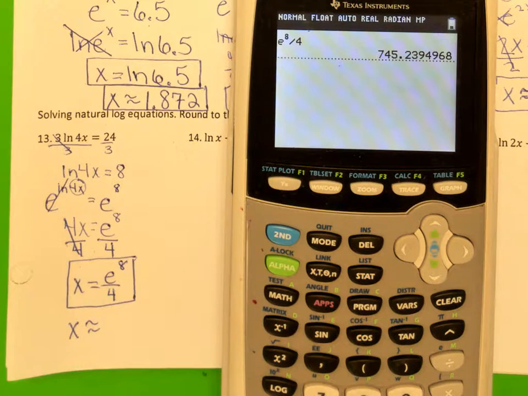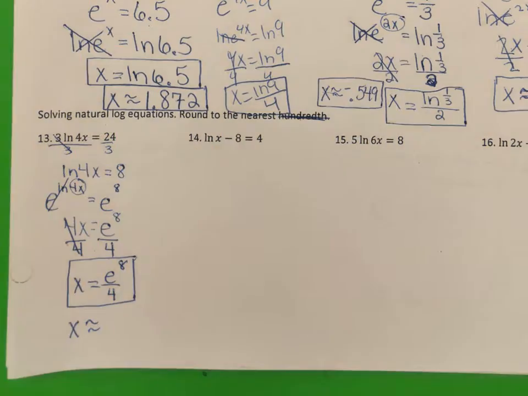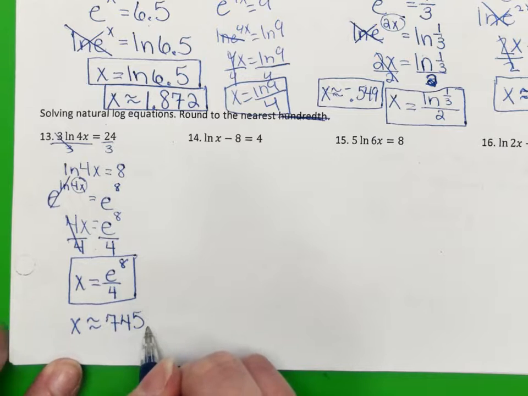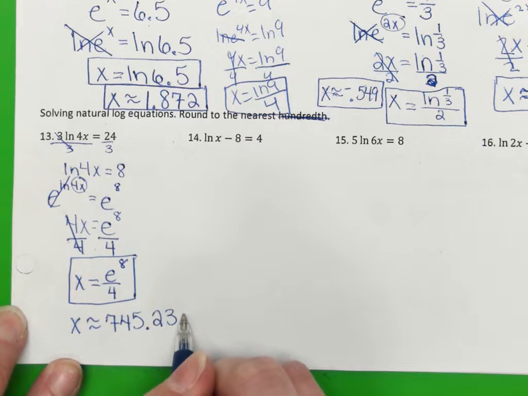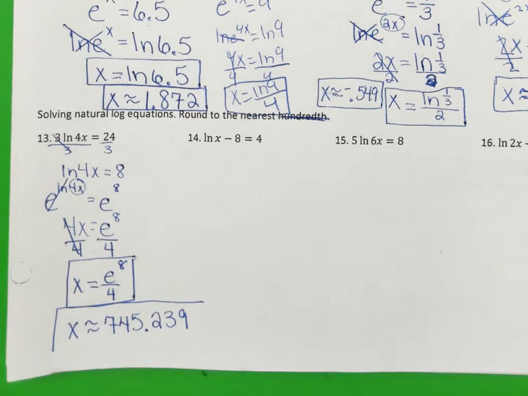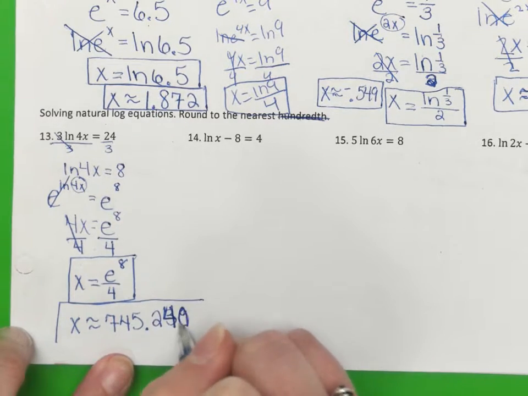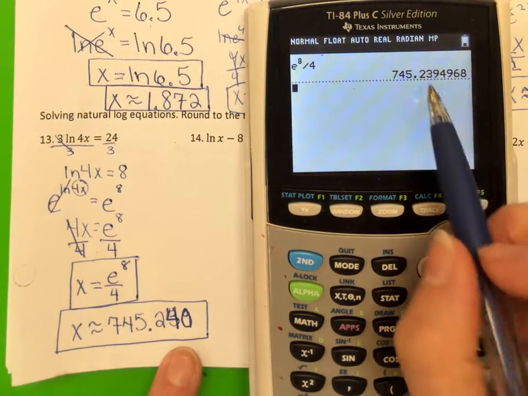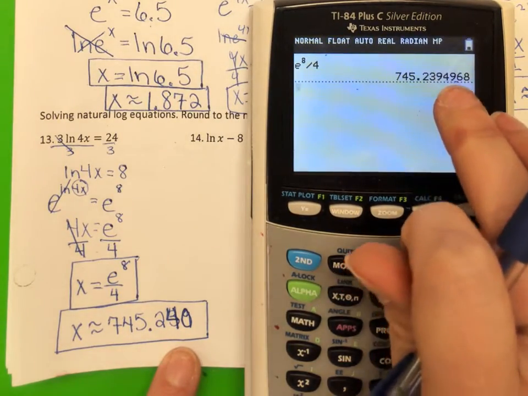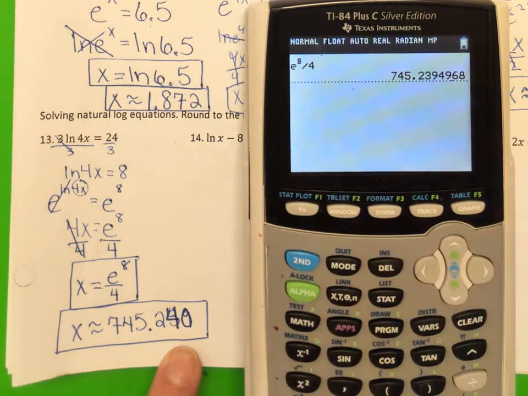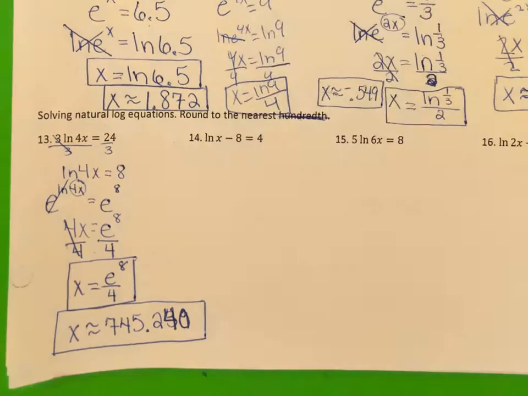Whoa, that's a big number, right? It's okay. All right. So let's do 3 decimals because that's what the AP test wants. So 745.239. Wait, 239 or 240? Which one is that? Oh, that's 240. Why is it 240? Because there's a 9 that rounds up the 4 to be a 5. The 5 rounds up the 9, which makes that a 40. Very good. Gotta watch those rounding.